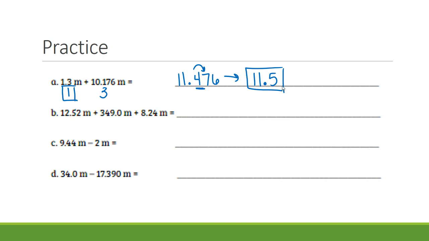Here we have 3 values being added together. 12.52 has a total of 4 sig figs. 2 are in the decimal.